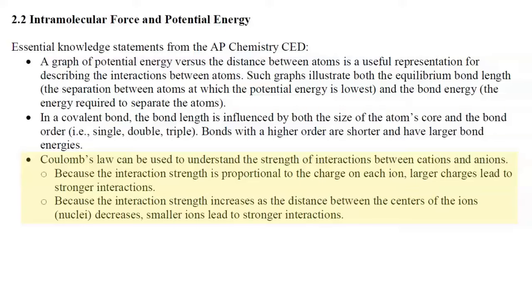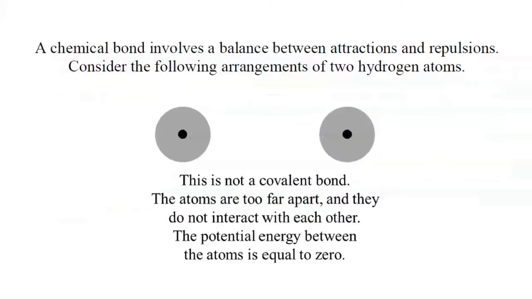So that first bullet point, the graph of potential energy versus the distance between the atoms, is going to be examined. I have 3 situations for what happens when we have 2 hydrogen atoms: too far apart, too close together, and a stable chemical bond. This first situation is too far apart. This is not a covalent bond because the hydrogen atoms are too far apart and they do not interact with each other. So the potential energy between the atoms is 0.